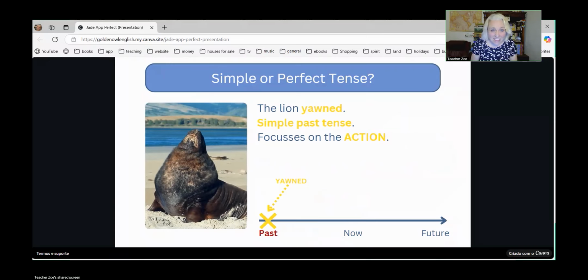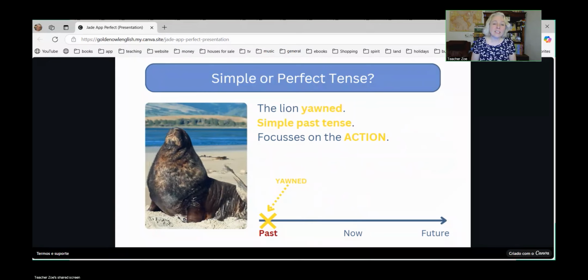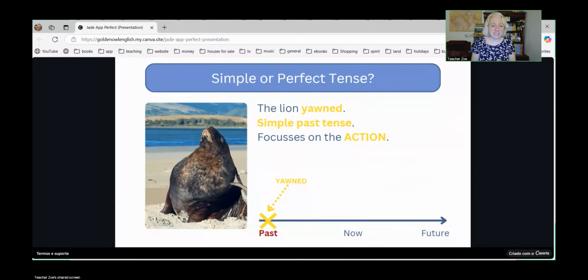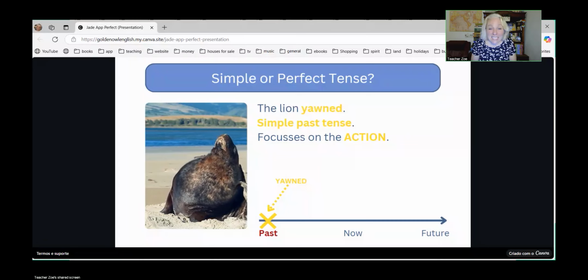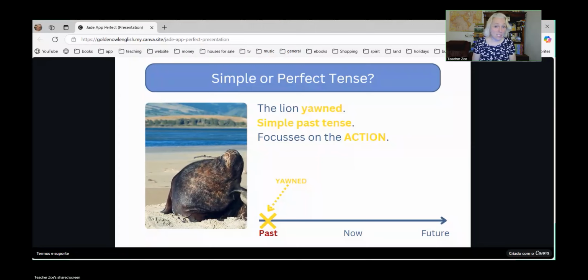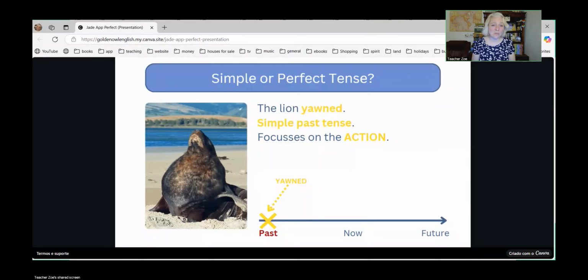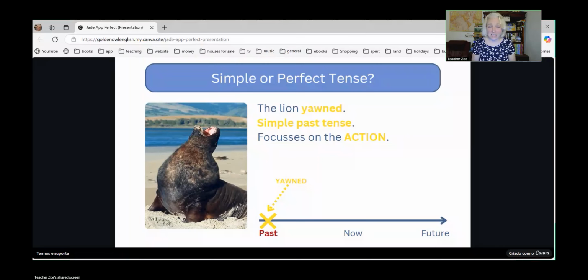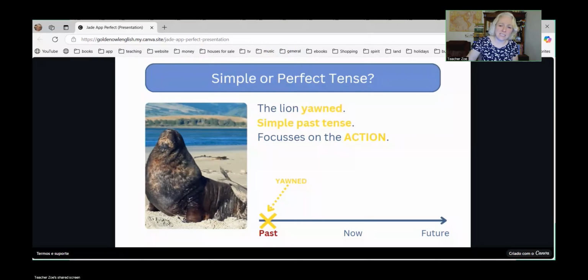Look at this fella. Isn't he wonderful? So he is a sea lion, although he's a lion on here. The sea lion yawned. Again, just the simple past tense. That's what he did. And it's focusing on the action, nothing else. Oh, a big yawn from the sea lion.